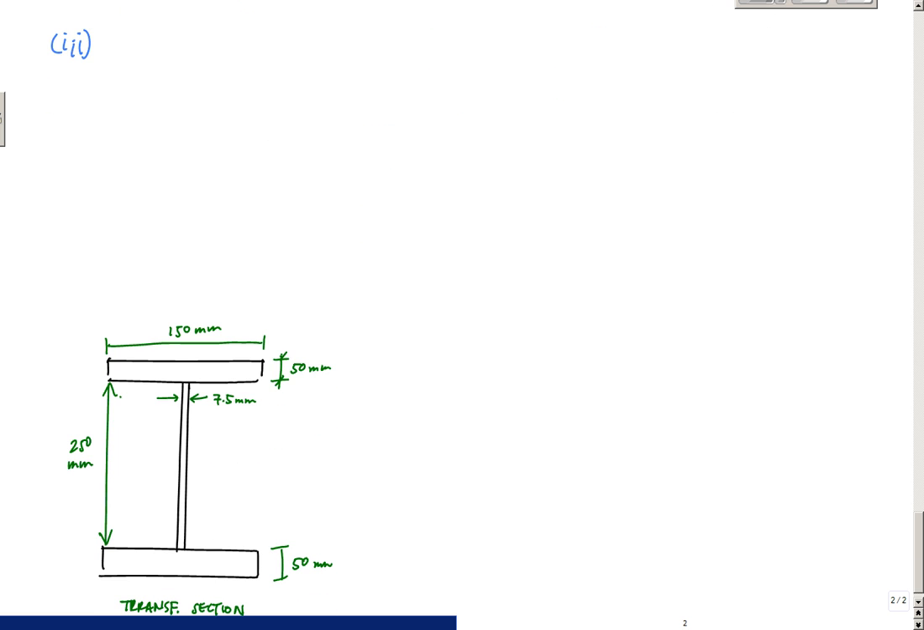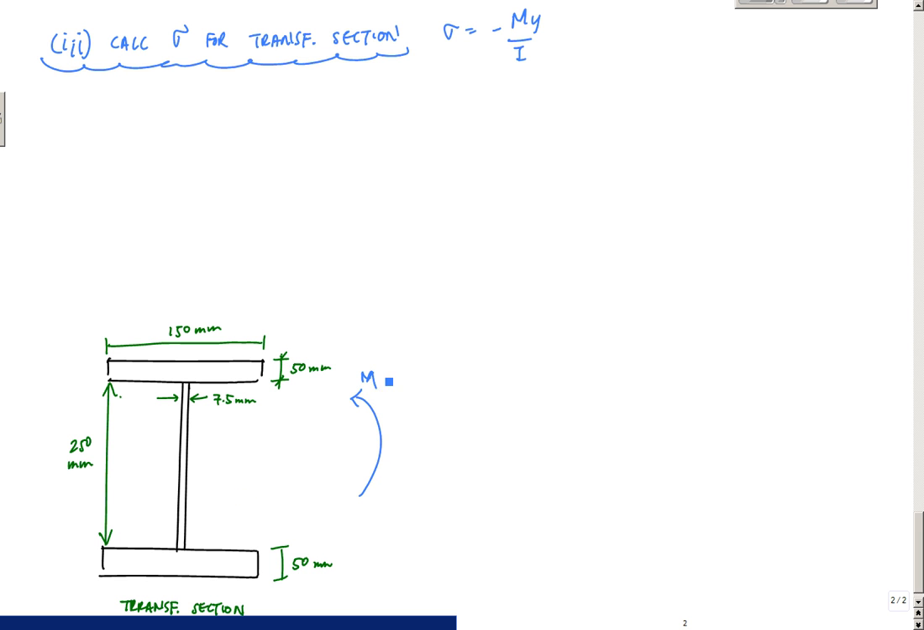Step 3 here is calculate normal stresses for the transformed section. Because we've transformed this all into one material, we can use our flexure formula, minus My over I. Our maximum stresses are here. This is a symmetric cross section, so our maximum normal stresses due to a moment like this are compression at the top, tension at the bottom. I'm going to erase that because we know it's compression at the top, tension at the bottom, and I need that space later.